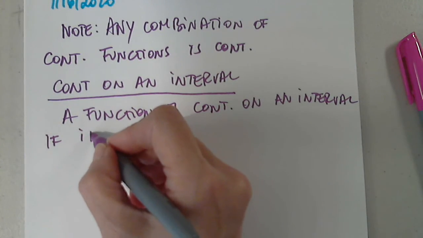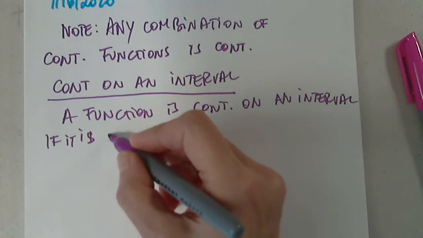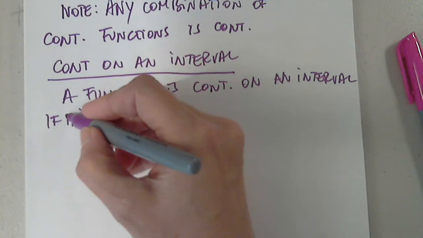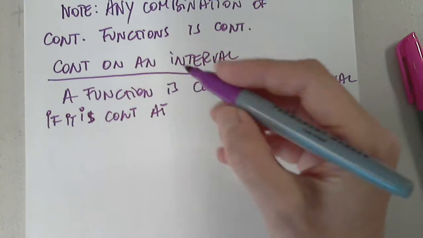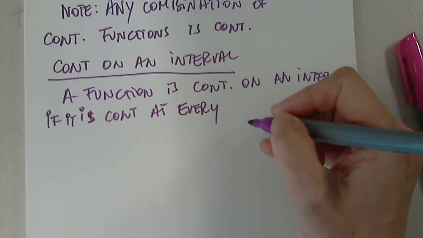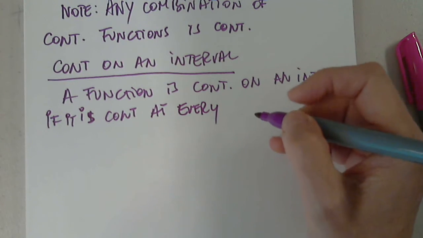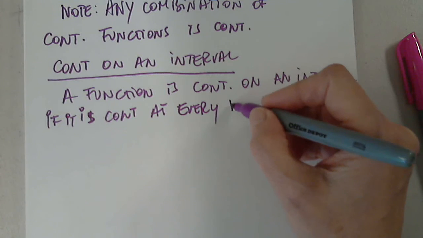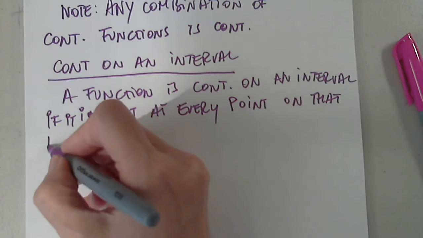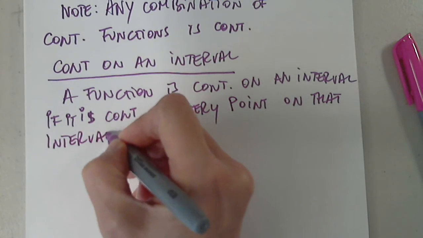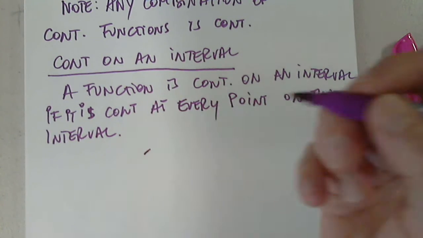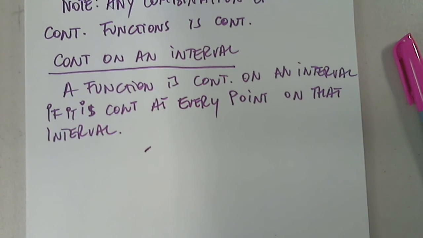if it is continuous at every, what do you think, point on that interval. So if it's continuous at every point on that interval, one next to the other, it must be continuous on the entire interval.